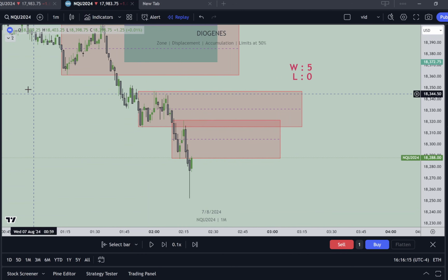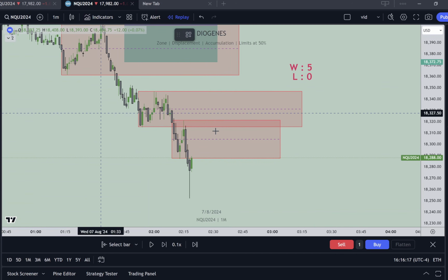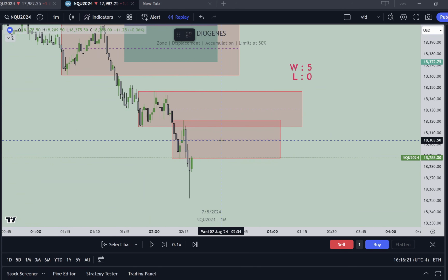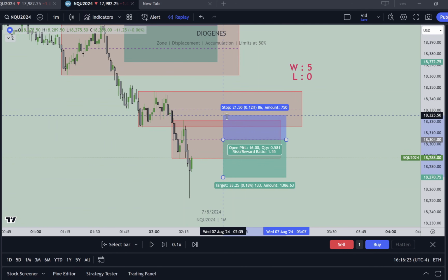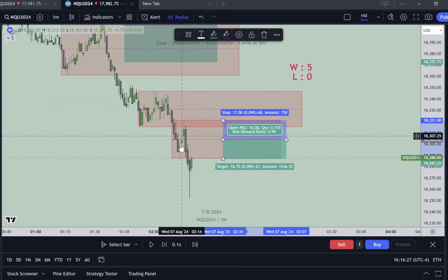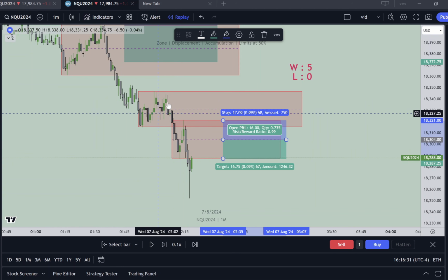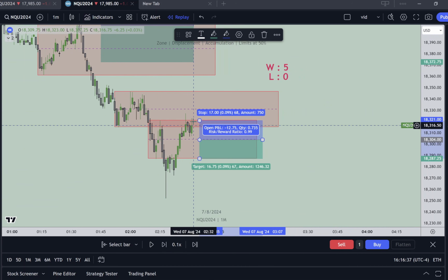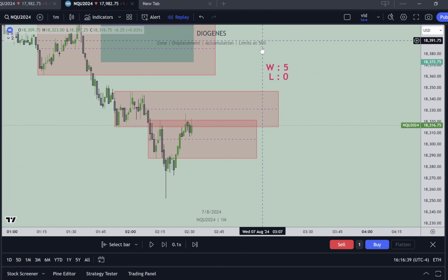But I will still take this trade because sometimes price just touches the mitigation block and runs. So if they give me a trade here, I'll just take it. But those trades are very high risk, not like if you take it from here or from here. So let's see. So as predicted, a loss.